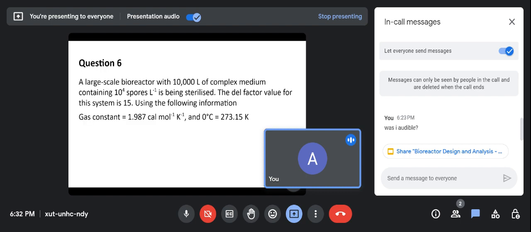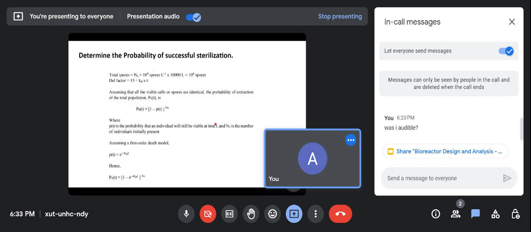So question number 6. This is a numerical type. A large scale bioreactor with 10,000 liters of complex medium containing 10 to the power 4 spores per liter is being sterilized. The del factor value for the system is 15, and using the following information, which is the gas constant and the temperature, you have to determine the probability of successful sterilization.